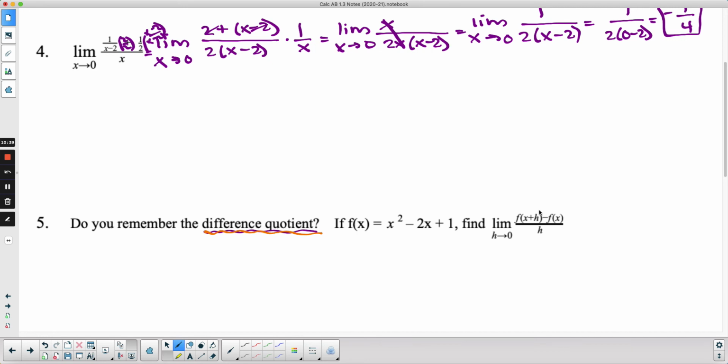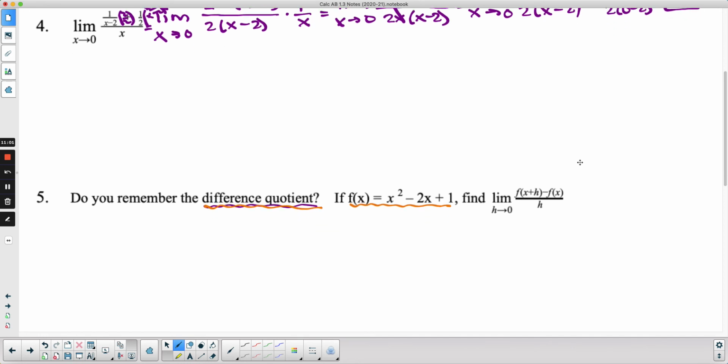And if you remember, our difference quotient was just this function right here, f of x plus h minus f of x all over h. And what we do is we take a function and plug in the x plus h, subtract the original function, and divide it by h. We're going to add a step now of finding the limit as that h value goes to 0.